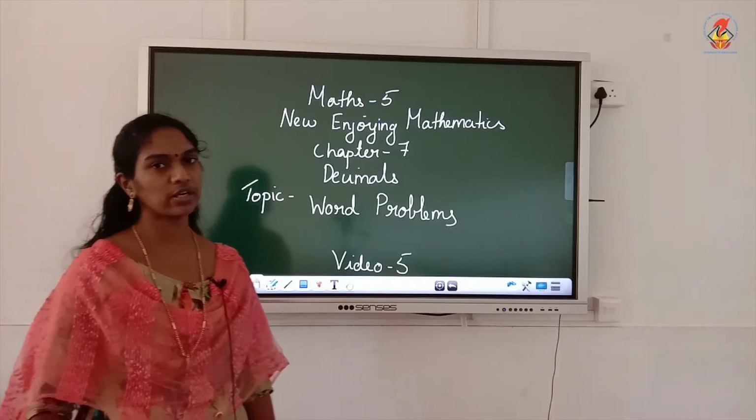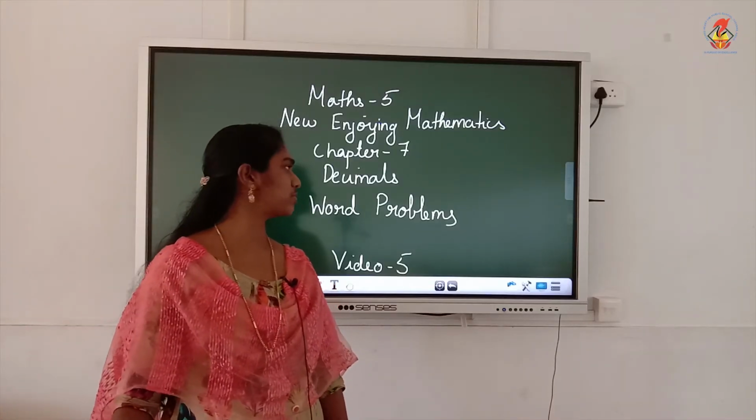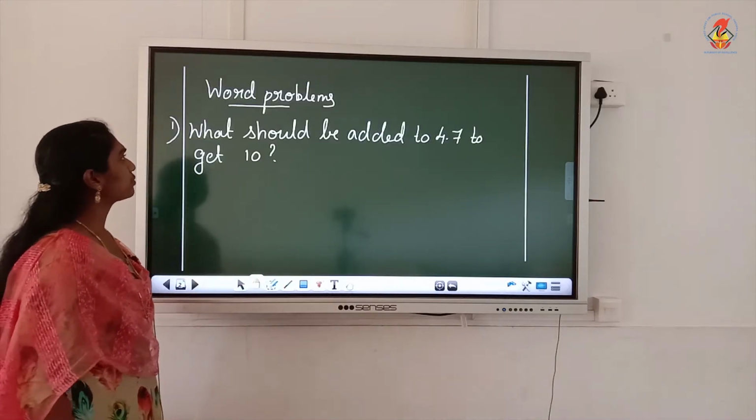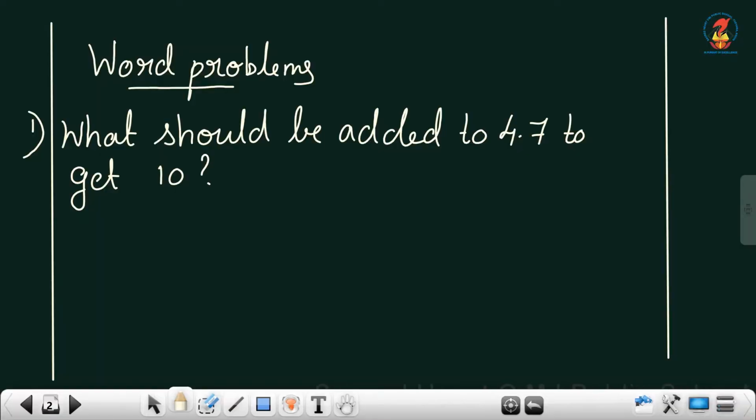Welcome back, children. Now we are going to do some word problems based on decimals. First question. What should be added to 4.7 to get 10?